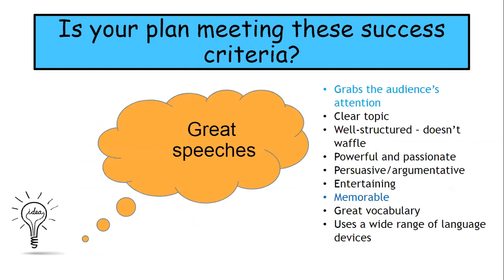Remember, in Miss Robinson's lesson, you agreed that these are the success criteria for a great speech. So once you've got your plan, pause this video on this slide and check if you think you are hitting all of those bullet points. At this point, you haven't actually started writing your speech. This is what you are planning for. All of these things here in this bulleted list is what you're planning for.